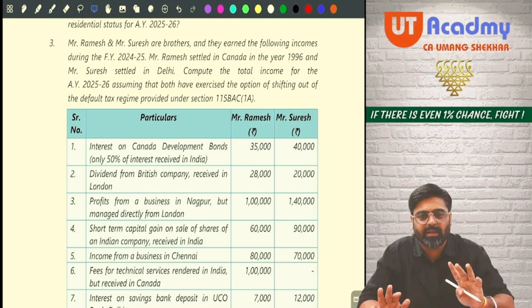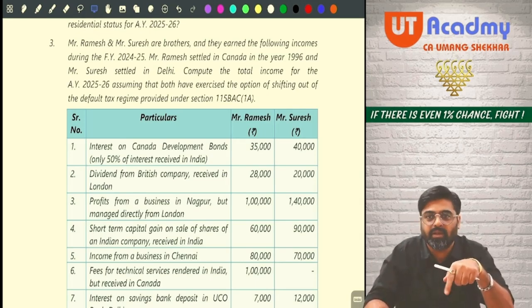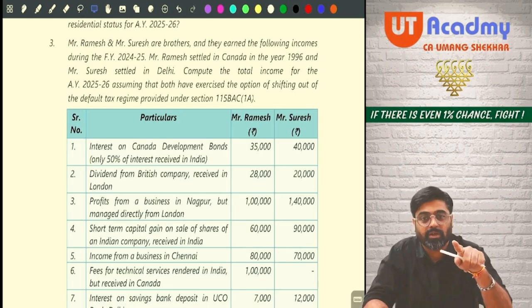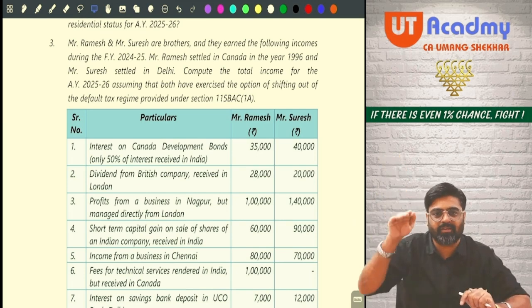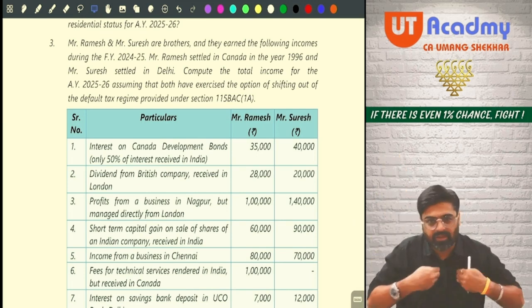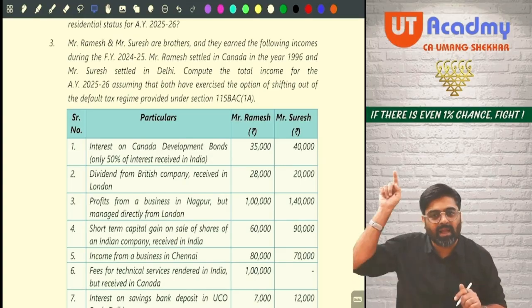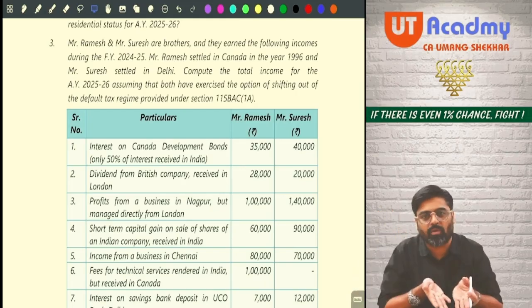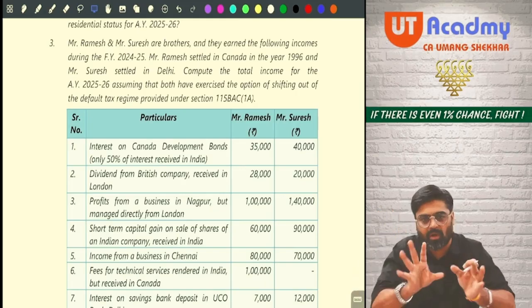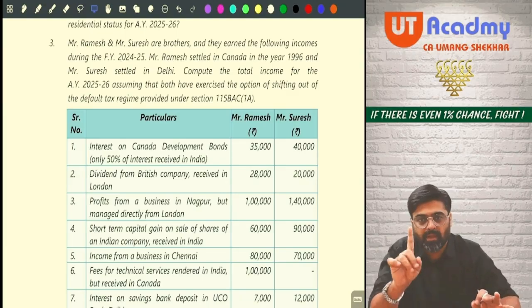Meaning that the residency status of Ramesh would be non-resident in this year, and the residency status of Suresh for this year will be ROR. Because since 1996 he is there in India. This year also, the full year he is in India. Meaning that he is ROR. Since 1996 onwards, Ramesh is outside only and he has not come to India for a single day. Hence he is a non-resident. So we got the residency status for both the brothers.